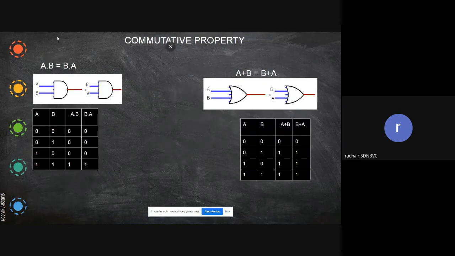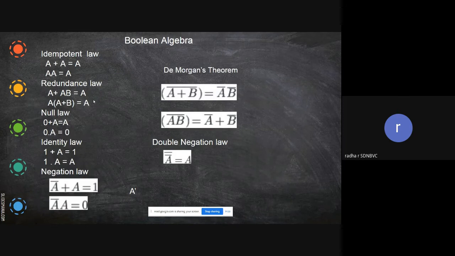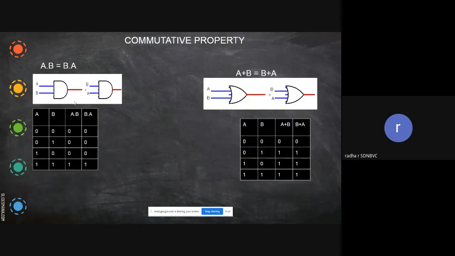Now we start proving the first law, that is the commutative law. Left hand side equals right hand side, that is what we are going to prove. For proving, we need the logical circuit. When I say logical circuit, representing using the gates and their connections, we call it a logical circuit representation. And the output can be represented with the truth table. So A dot B equals B dot A. That means there are two variables here. So you put A, B, and then you put the product A dot B in one column, and B dot A in another column.